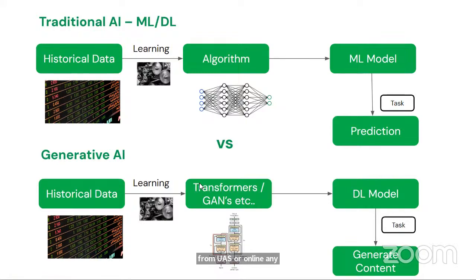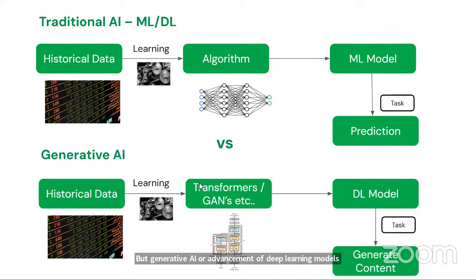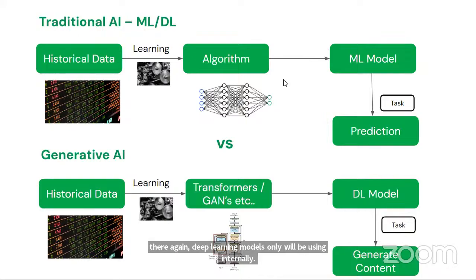Generally, it's not like that, because ML and DL models are the kind of models that we train in such a way that we are predicting something, we are predicting a task. But generative AI is an advancement of deep learning models, designed for generating content. So we don't train a DL model and then fine tune it for generating content. No, we train a model for creating content itself. Okay. And there again, deep learning models only are used internally, right? Cool. Perfect. Okay, let's continue then.